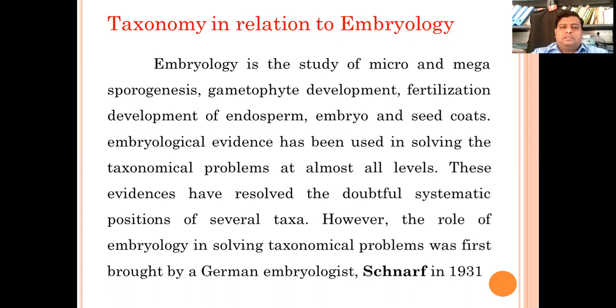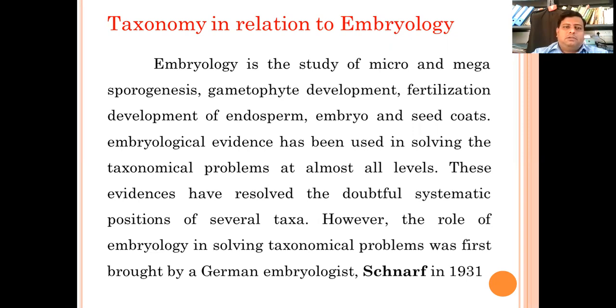The first character is the presence and type of anther tapetum. Another is the development, structure, position, and orientation of the ovules. Then megasporogenesis and development of the embryo sac, type of embryo sac, forms of embryo sac, type of embryogeny, fertilization, and seed coat.